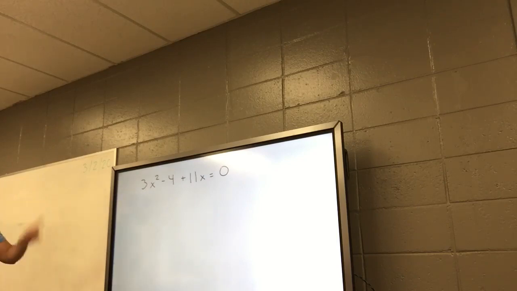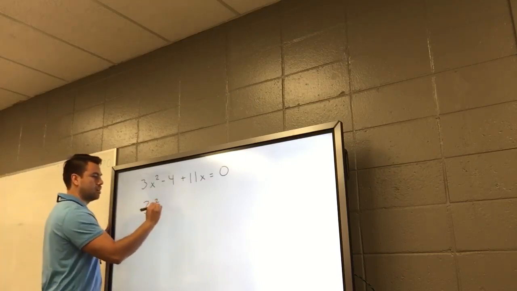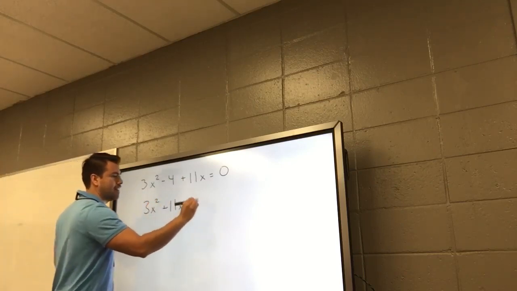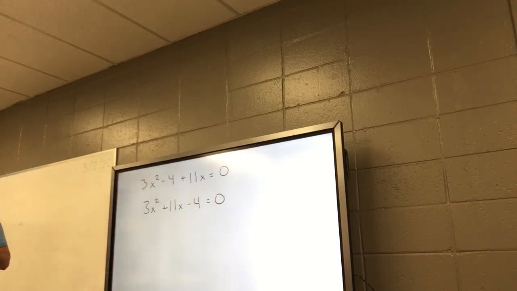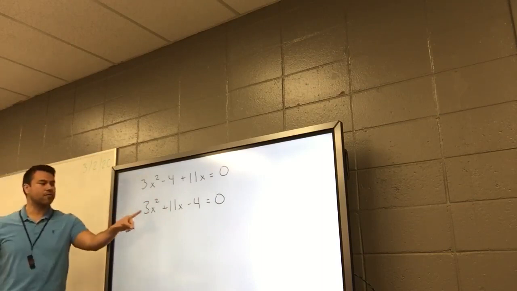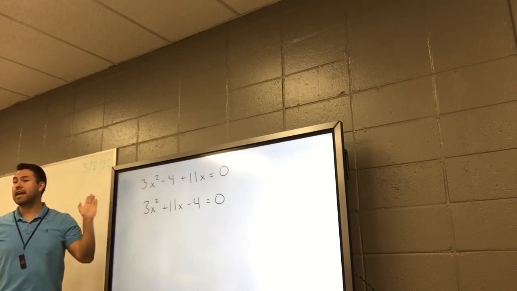All right. This is number 10. Okay, I'm going to write it in standard form. Oh, this is nice. But before I start completing the square and doing all that, do you notice my lead coefficient is 3? I don't want it to be 3. So divide everything by 3.